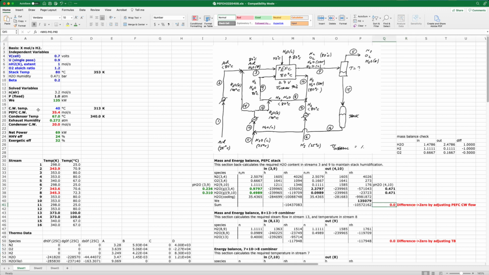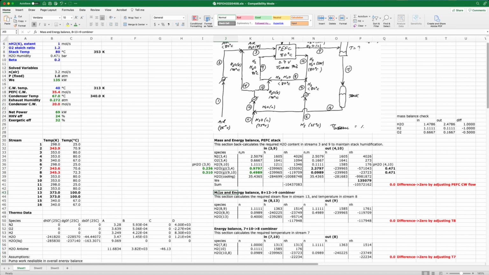And that gives us the PEFC cooling water flux, which in this case would be 35.4 moles per second if we're using 40-degree cooling water. Okay, so having done that, we can then do a mass and energy balance on the combiner, where we're looking at the steam injector. So stream 13 is injecting steam into stream 8 to create stream 9.